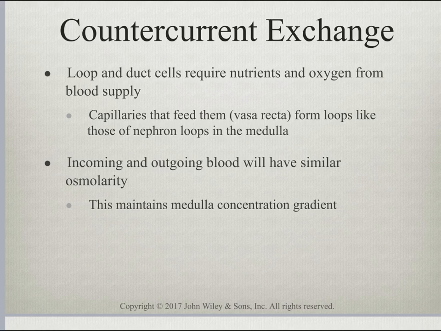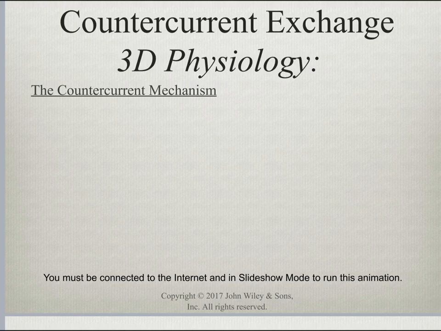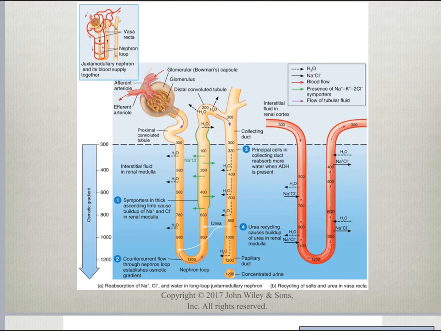This is going to maintain the medulla concentration gradient, so that hyperosmotic gradient that we just got finished talking about for the countercurrent multiplier. So we have a little 3D physiology, if you didn't like my drawing, that you can watch to explain the countercurrent exchange multiplier. This table does a great job to explain the overlap between the blood, the blood vessel, the vasa recta, as well as the overlap of our nephron, of our tubule.